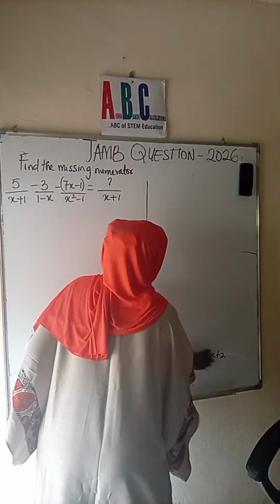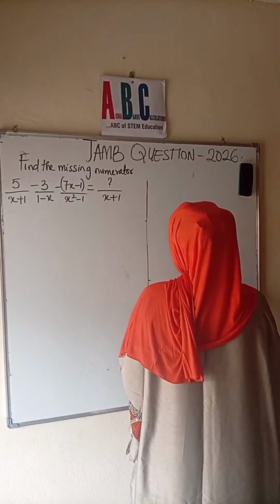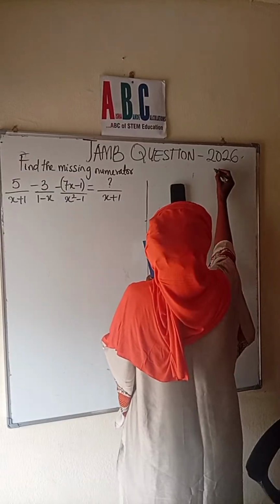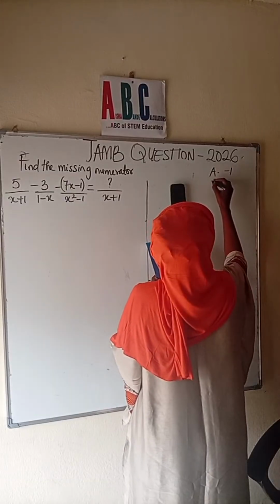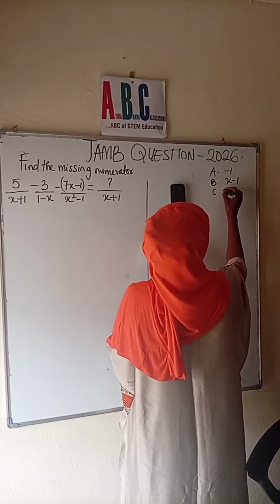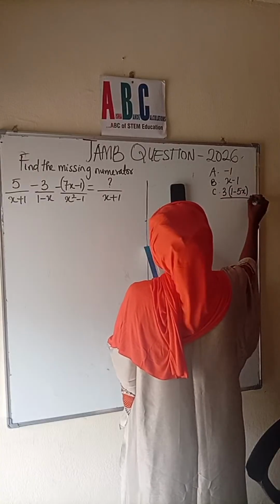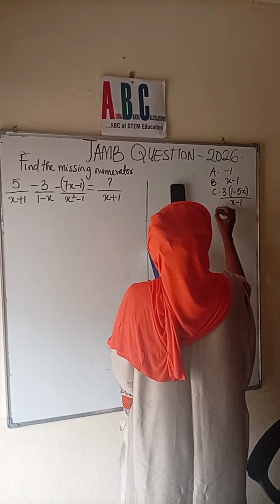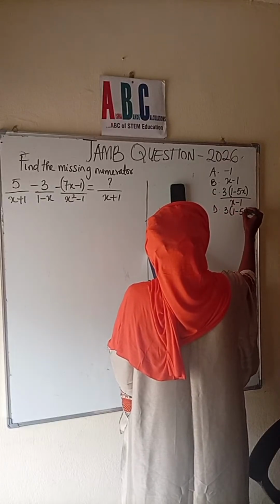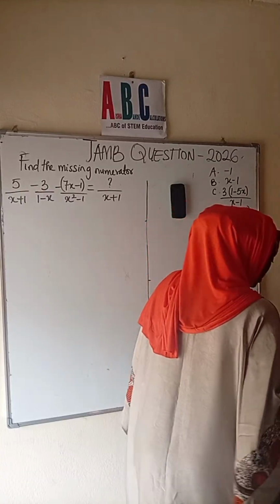So before I finish writing out the options, please let's start solving. This is partial fraction. Option A is -1, option B, x minus 1, option C, 3 open bracket 1 minus 5x over x minus 1. Option D is 3 open bracket 1 minus 5x. Option E is 1. So these are the 5 options.